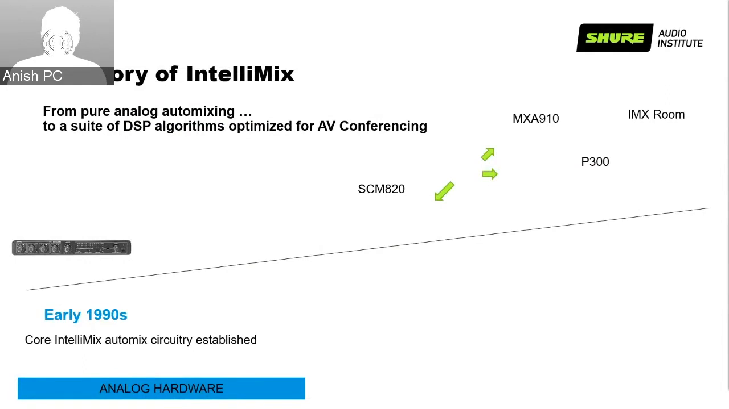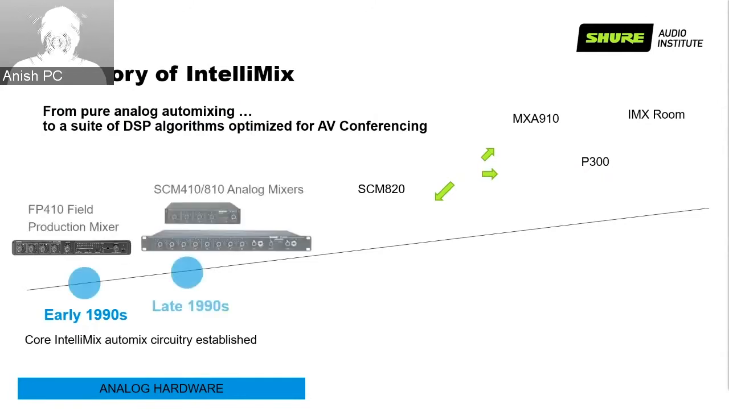Let's touch upon the history of the IntelliMix technology. Shure's IntelliMix technology has a history of more than 3 decades. It was developed over time from pure analog automixing to a suite of DSP algorithms optimized for AV conferencing. In 1992, we launched our first field production automatic mixer with the FP410. This is a 4-channel mixer that features Shure's patented IntelliMix circuitry, which activates only microphones that are being addressed. It minimizes poor quality audio caused by multiple microphones being open and varying background noise levels.